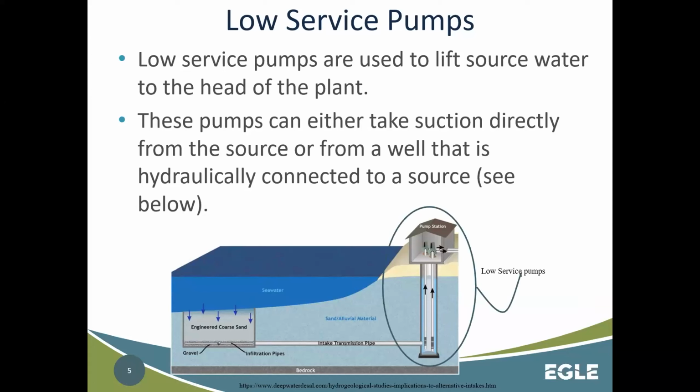Low service pumps are used to lift the source water to the head of the plant, right? That's our raw water. Here's our low lift service pump station, bring it in, just like it said, bringing it to the head of the plant. These pumps can either take suction directly from the source or from a well that is hydraulically connected to a source. And that's exactly what we're talking about. We've got that well situation here, or, like we're saying, they can pull a vacuum on there. So this is, again, the low service pump station, bringing that raw water to the head of the treatment plant.